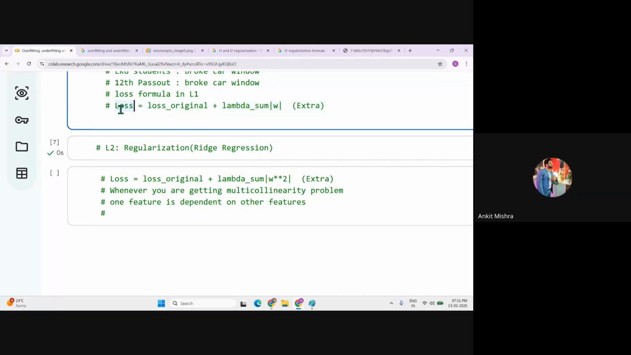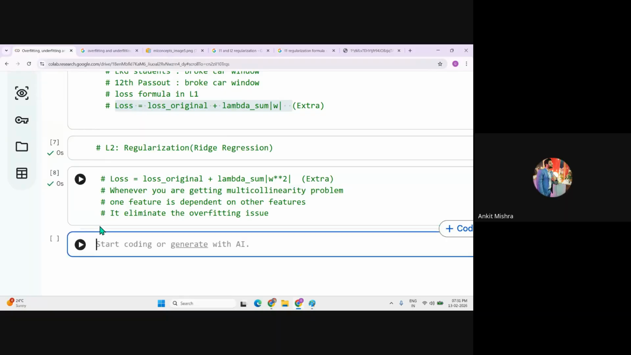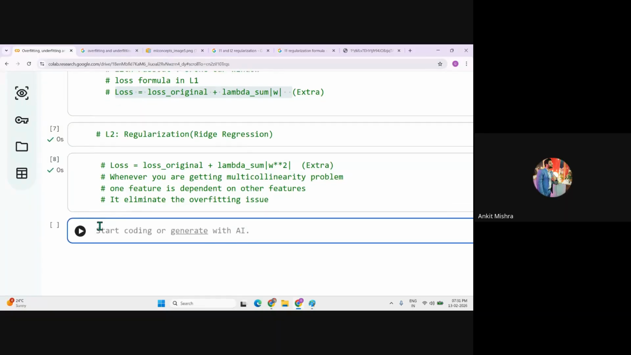What is the formula for the loss here? The loss will become the original loss plus lambda, and instead of directly taking the modulus value of the weights, you are just adding the square value. So you can use it for the overfitting case, and it eliminates the overfitting issue. So we have two different techniques to remove the overfitting issue. The first one is called the L1 technique, and the second one is called the L2 technique.